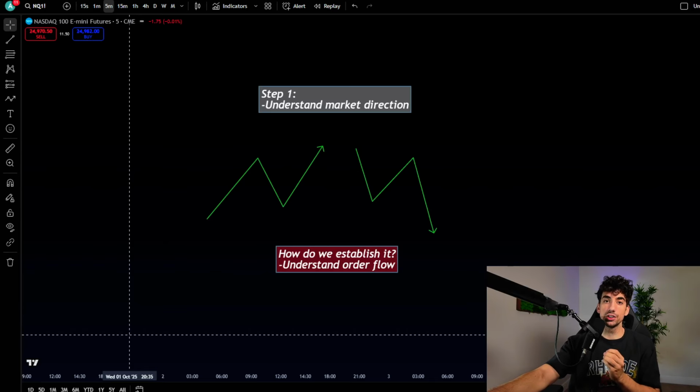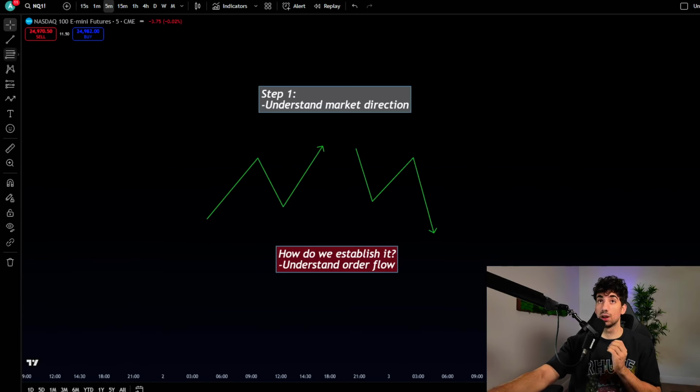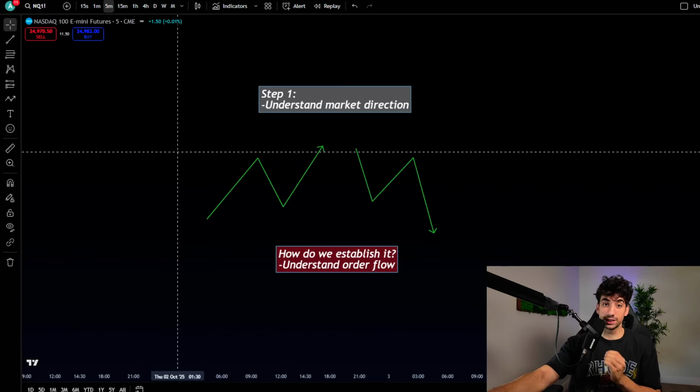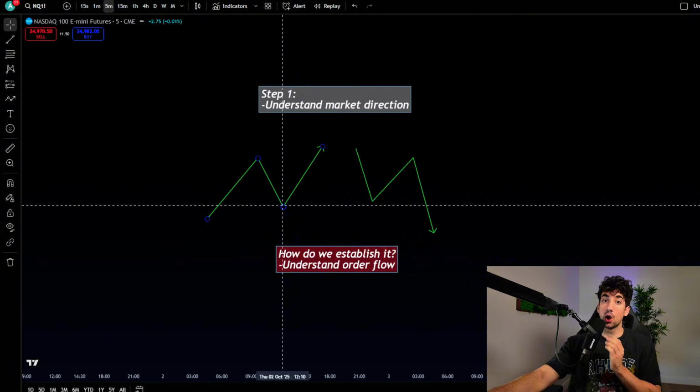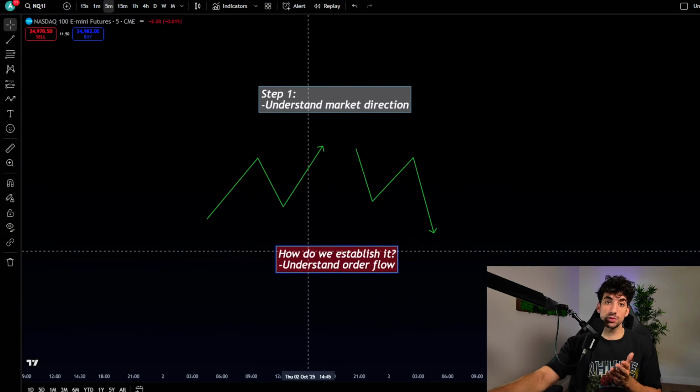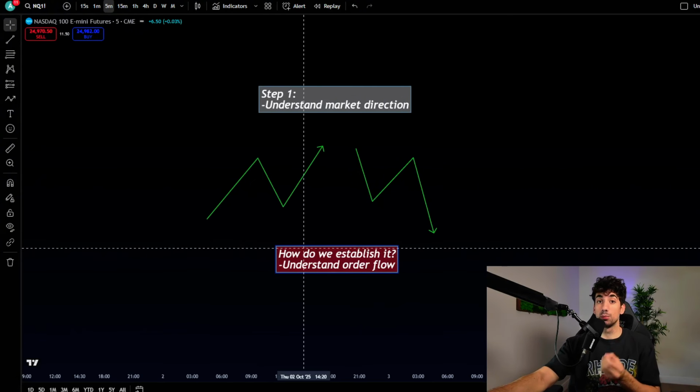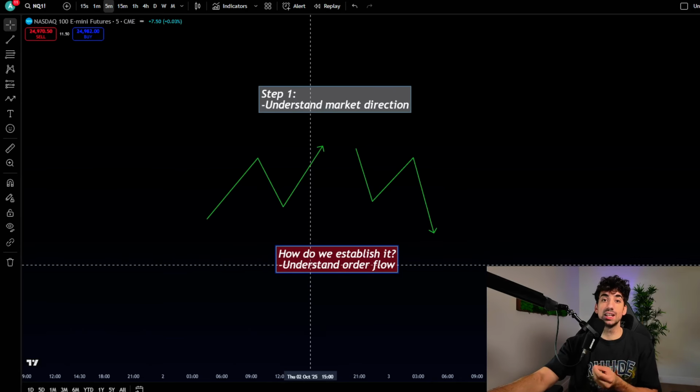And this is where understanding order flow comes into place. Understanding order flow is quite simple. It is simply, are your bullish levels being respected? Are your bearish levels being disrespected? That will tell you that you're in a bullish order flow, which means the trend is bullish.